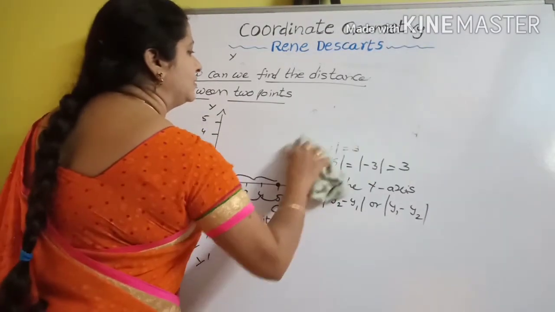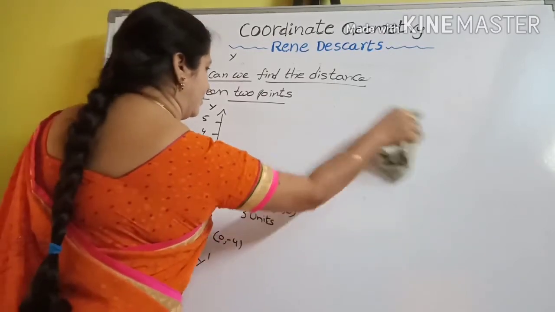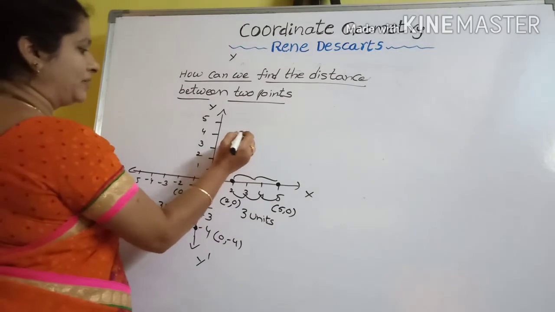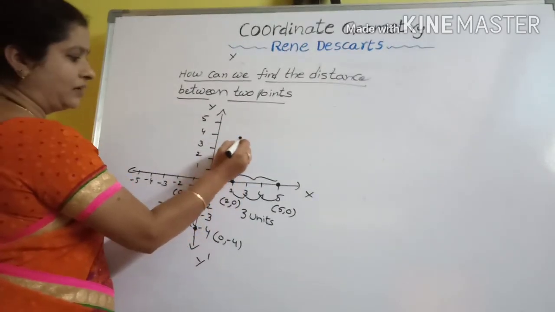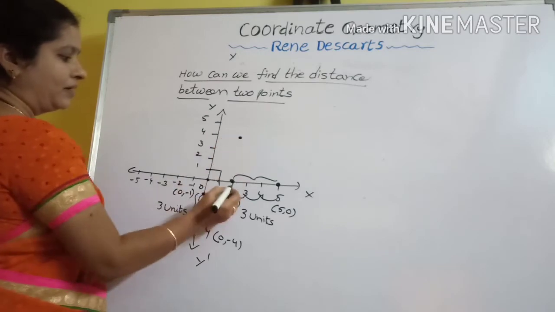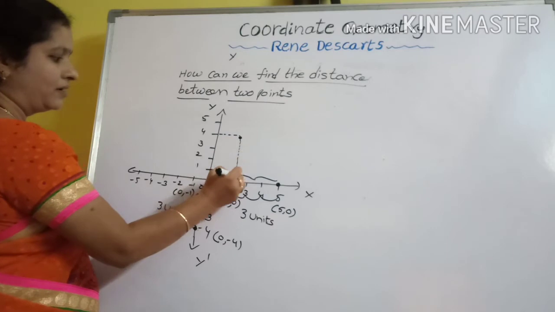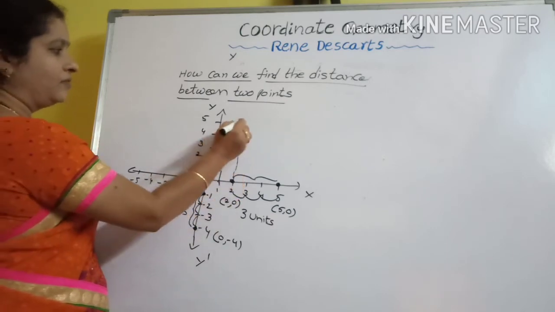Another 2 points in the coordinate plane. So these points are on the axis. We are taking the points like this here. So what is the ordered pair of this point? Here the x coordinate value is 2, y coordinate value 4.